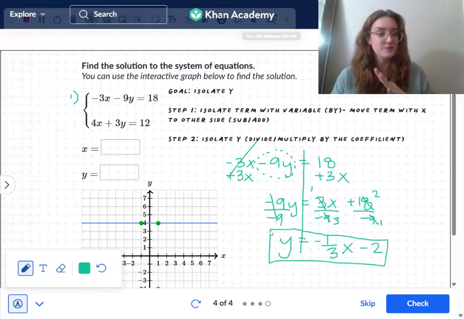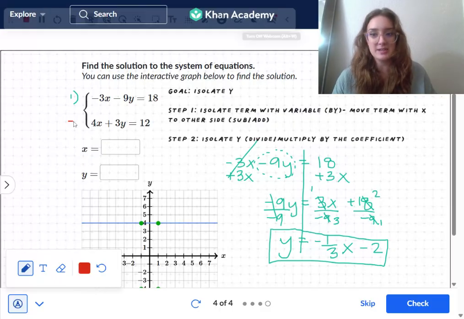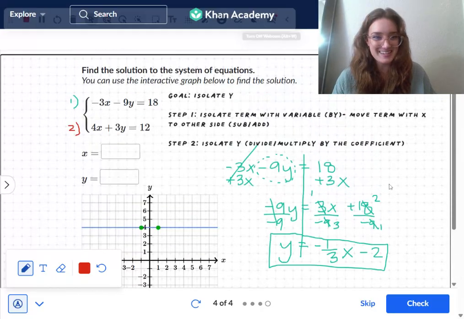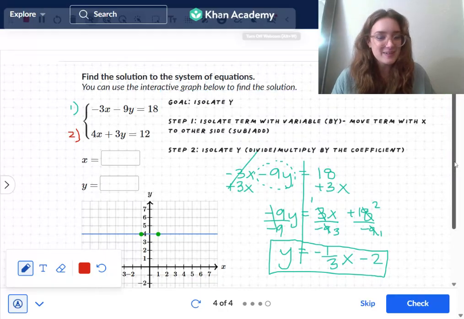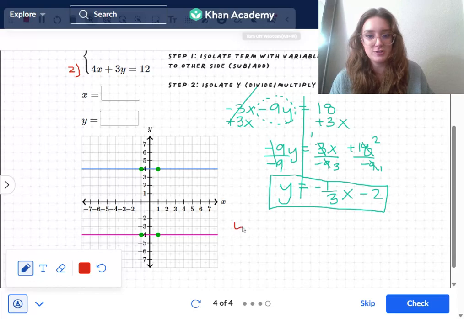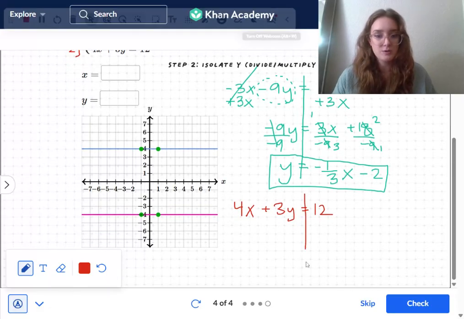Okay, so if you're feeling confident, you're welcome to pause the video, have the steps open and make the next attempt. For those of us that still need some more help, we're going to go ahead and look at number 2 together as well. Okay, we're going to scroll, and I'm going to rewrite it. So we'll have equation 2, 4x plus 3y equals 12. And we draw a line.